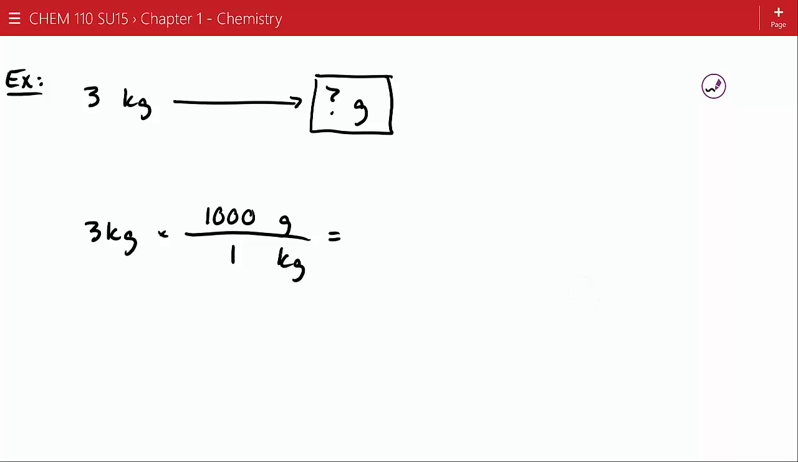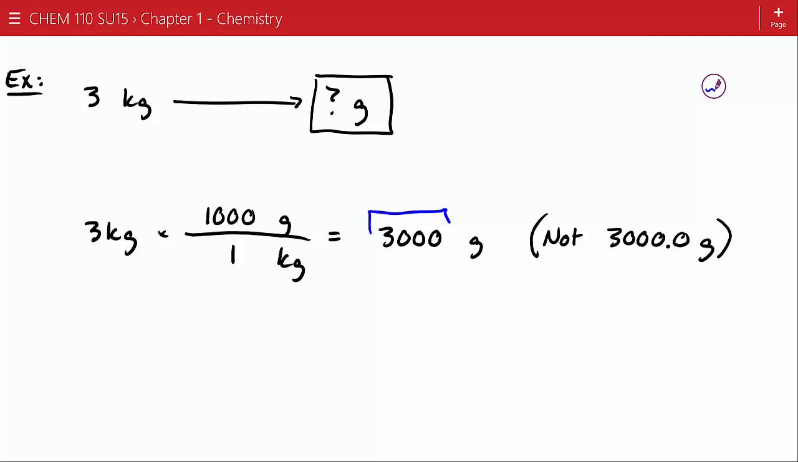And if we go through and we do this, we can say that this would be 3,000 grams, but it would not be correct to say 3,000.0 grams, right? Because in this case, how many sig figs do we have in our final answer here? Remember, we only count the zeros to the left of a decimal point. In this case, there's no decimal point. It would just be 1. So we have 1 sig fig here, and we've got 1 sig fig here. So our sig figs should match.